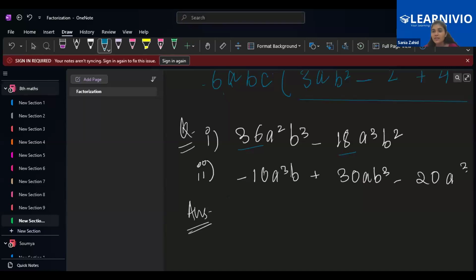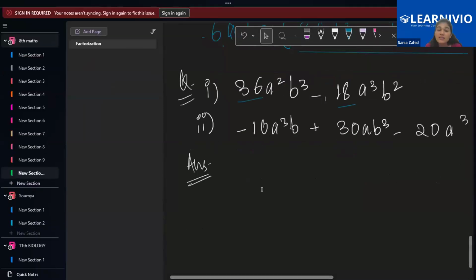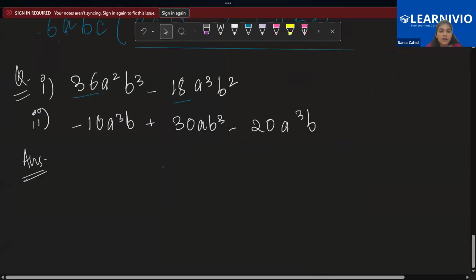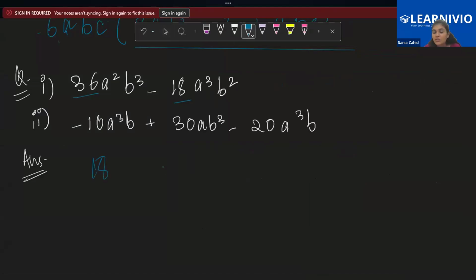Now look here, children. First of all, the HCF of 36 and 18 is 6, right? Ma'am, it's 18. Yeah, it's 18 only. So write down 18 outside the bracket. For a square and a cube, you will write a square. For b cube and b square, you will write b square. In the bracket now, 18 into 2 times is 36. Only b is left, minus 18 into 1, and only a is left. So the answer is 18a square b square (2b minus a).